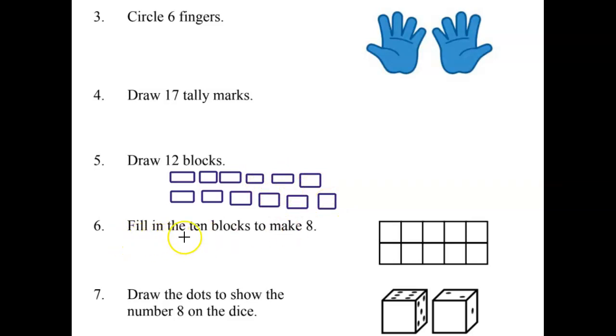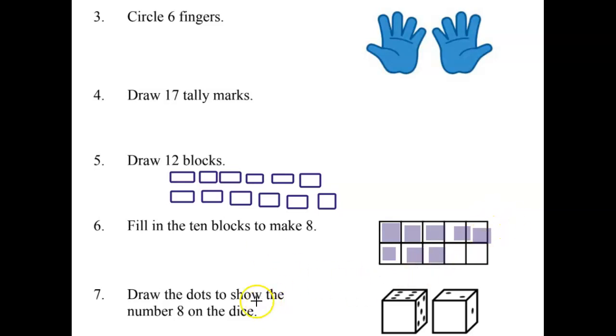Okay, the next one says fill in 10 blocks to make 8. So can you make this on your paper or on your whiteboard? Remember there's 5 on top and 5 on the bottom, and then color in 8 of them. So pause the video while you do that. We know the top one's 5. So we don't even have to count them because we know this top's 5. So that's 5. How many more make 8? So we have 5, 6, 7, 8.